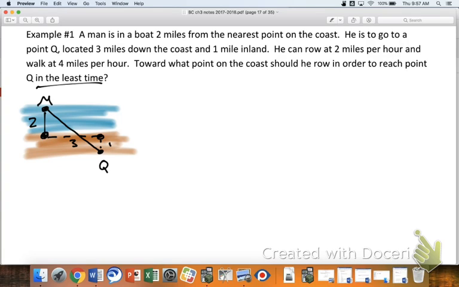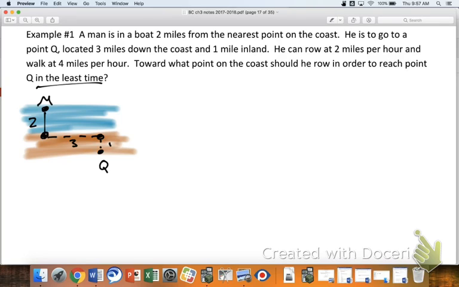He's a relatively fast walker at 4 miles per hour. Rowing a boat is hard. 2 miles an hour seems reasonable. So if he does that, he's going to be in the water for a long time, right? And so that's going to take maybe more time than he wants. He wants to minimize his time. There's clearly a hot dog stand or something at point Q he wants to get to. I don't know.